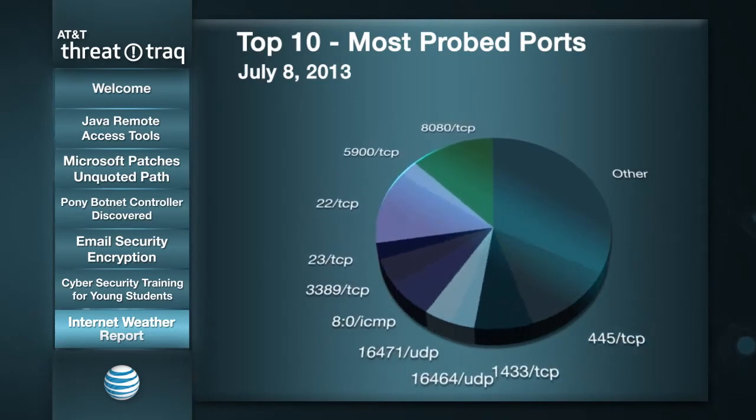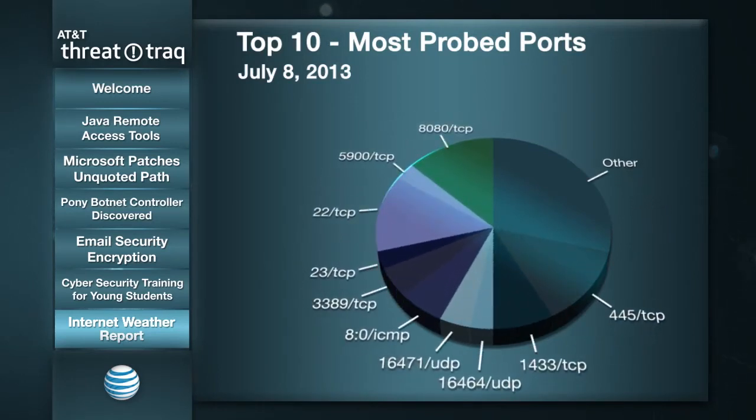Looking at the most probed ports for the last week, no real surprises. Well, I guess there's one little bit of a surprise here. Typically, we see the most active port to be port 445 TCP. In this particular week, port 8080 TCP was the most active. There was a lot of probing activity on port 8080 TCP yesterday, on July 8th, and I think an Internet Protect alert was issued on that topic.